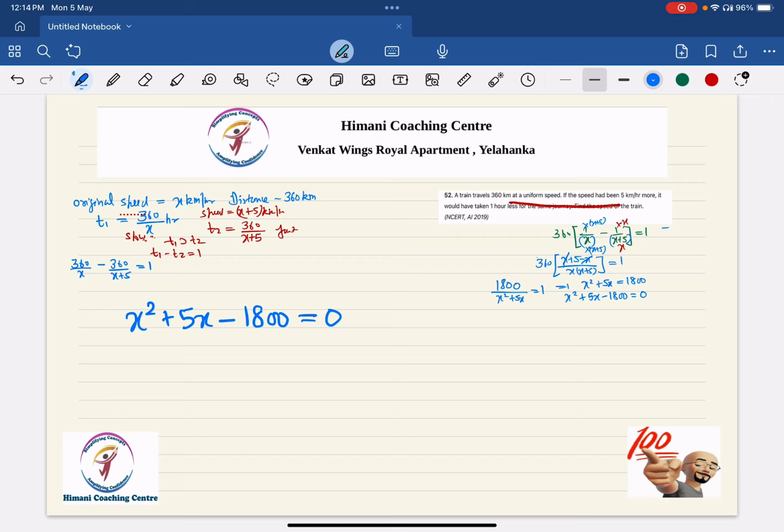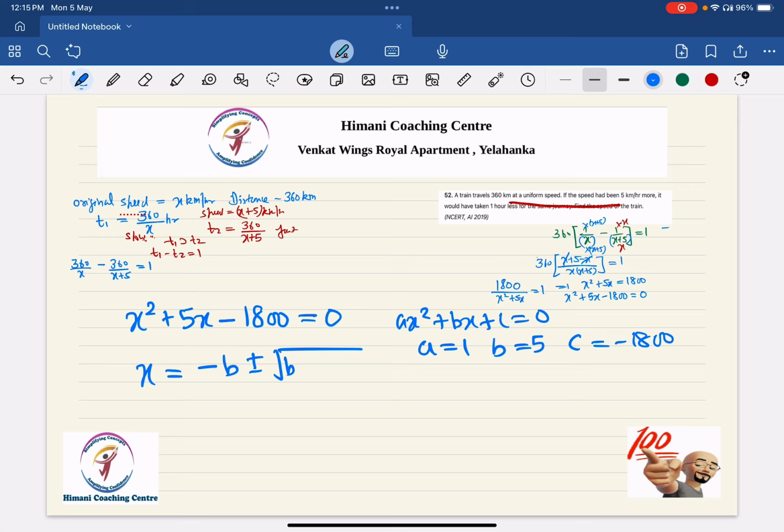So let us compare it with ax square plus bx plus c equals 0. A, which is coefficient of x square, is 1. B, which is coefficient of x, is plus 5. C, which is constant, is minus 1800. And what is the formula which we use? We say x equals minus b plus minus root of b square minus 4ac by 2a.